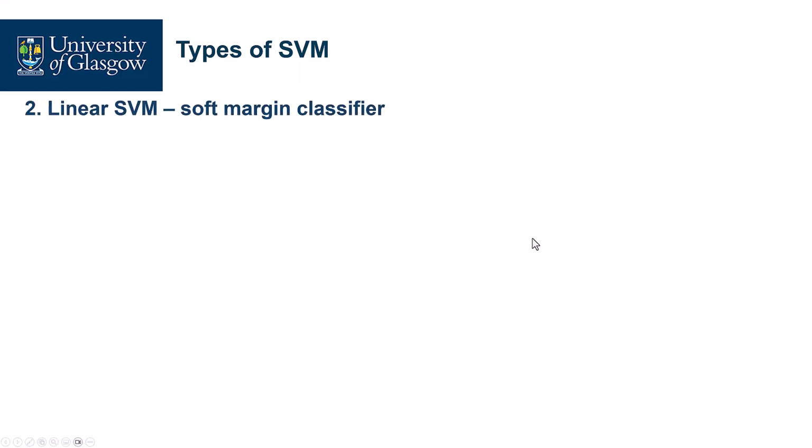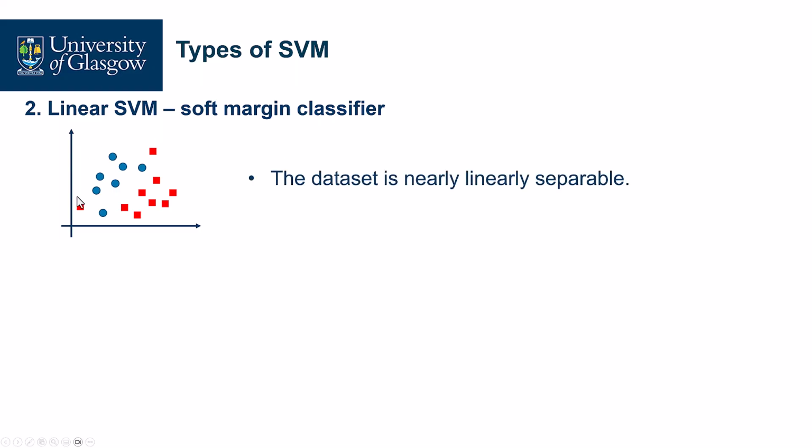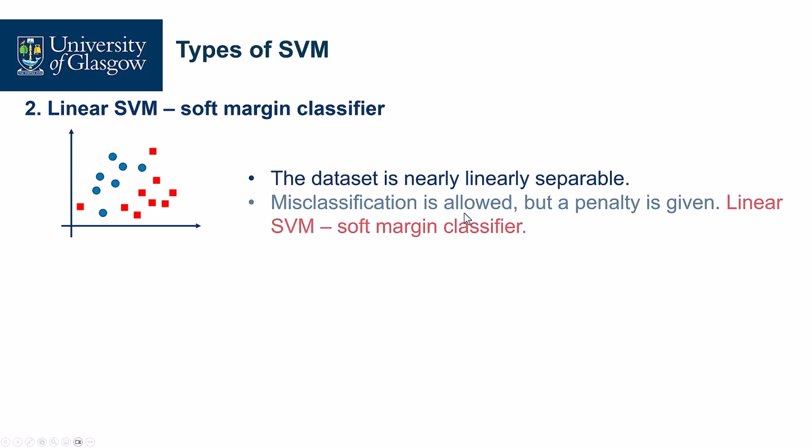First one, let's see the linear SVM. Instead of hard margin, we call it a soft margin. This is for this kind of data. We can see there are outliers. Although we can't separate them by a hyperplane, the data set is nearly linearly separable, right? So in this way, if we separate it, we can allow for some misclassification.